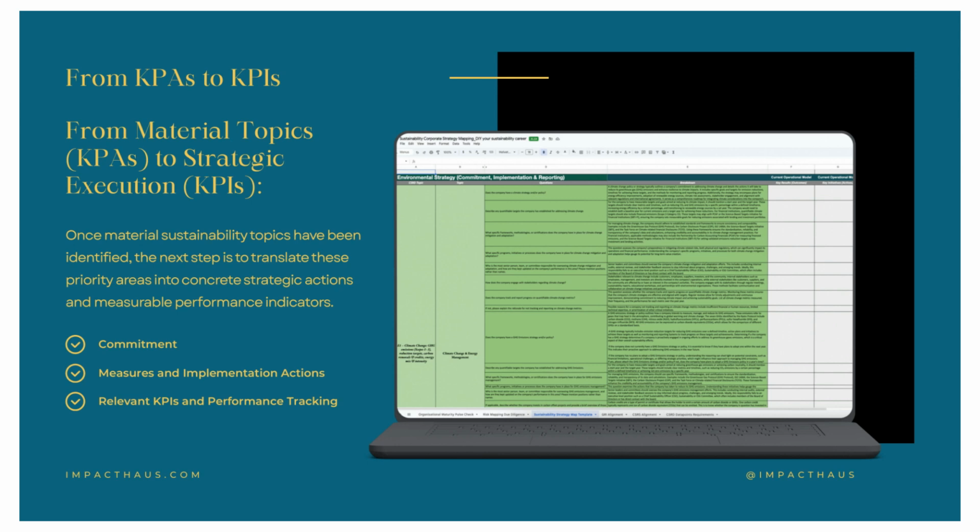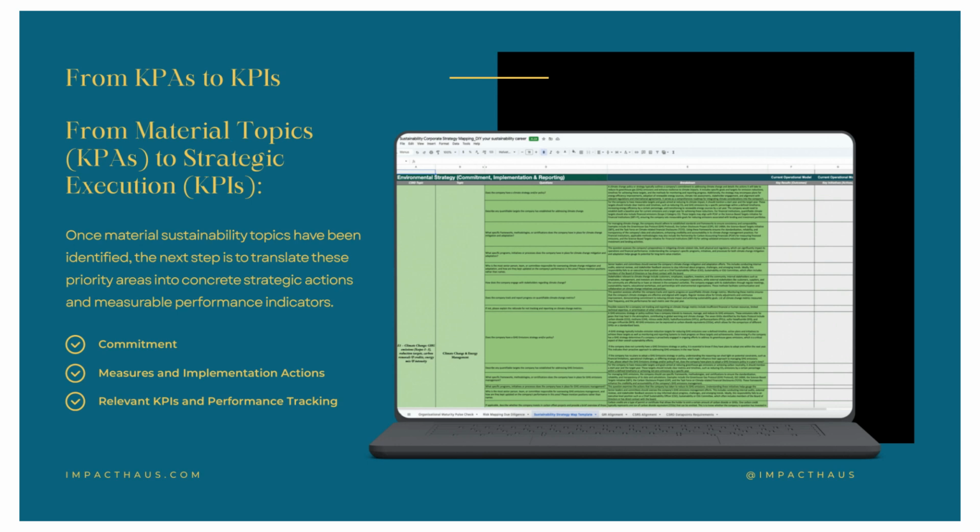The first step is to group the strategy around these topics so that each material issue becomes a strategic pillar with its own set of commitments, actions, and indicators. For example, if the material topic is climate change, that becomes the pillar we are working under, and everything that follows supports that objective. The next step is defining the commitment.